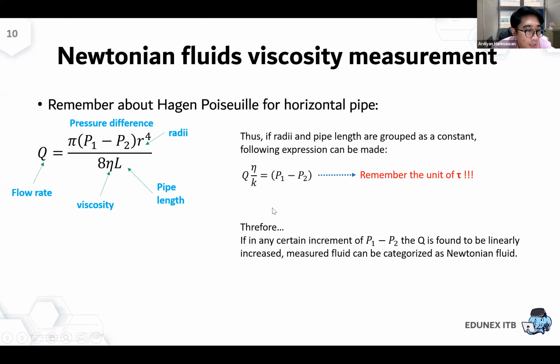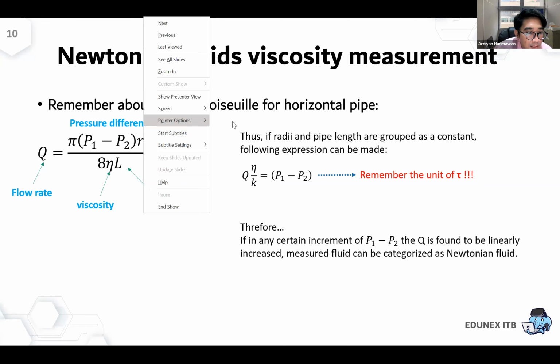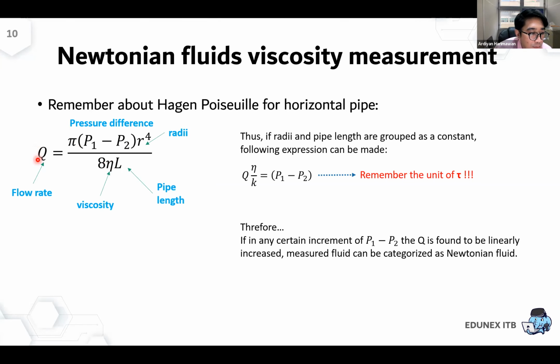Okay, and then I hope you still remember this equation. It's called the Hagen-Poiseuille equation. We discussed this equation when we discussed fluid flow, correlating the flow rate and the pressure along the pipe. Q is the flow rate. This one, the symbol changes again, is viscosity. P1 minus P2 is the pressure difference. R is the radius of the pipe. L is the length of the pipe.